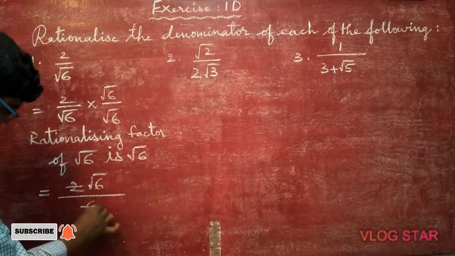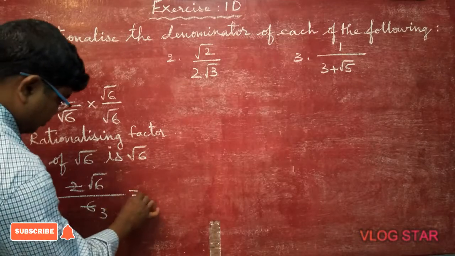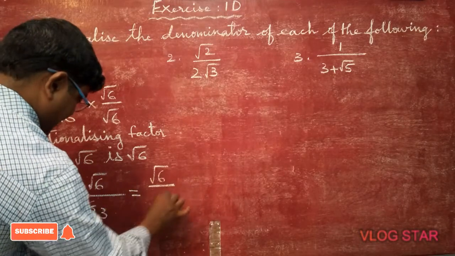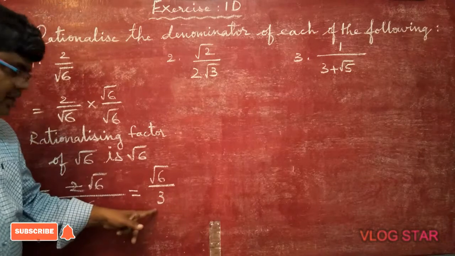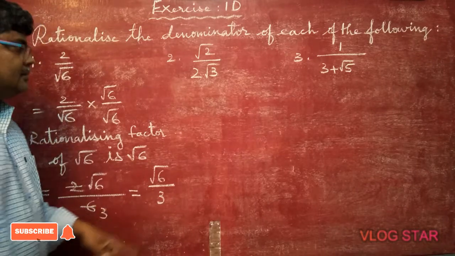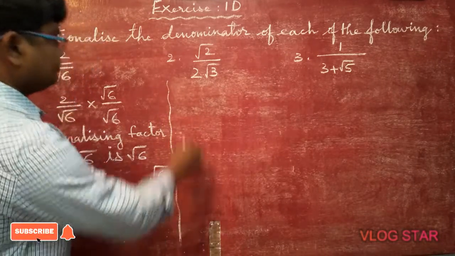This 2 goes 3 times. So how much we got now? Root 6 by 3. Now the denominator became rational. Coming to the next problem.